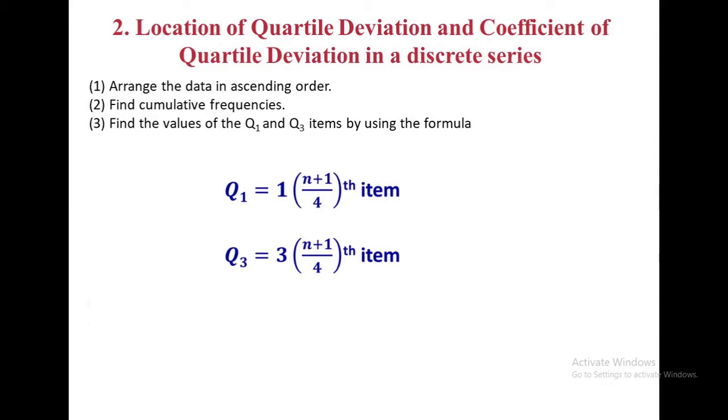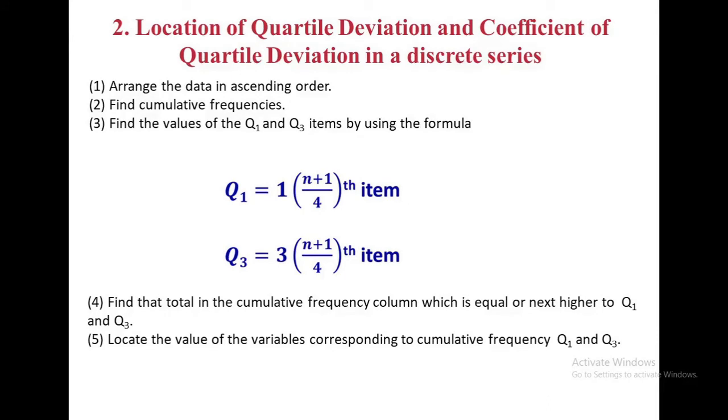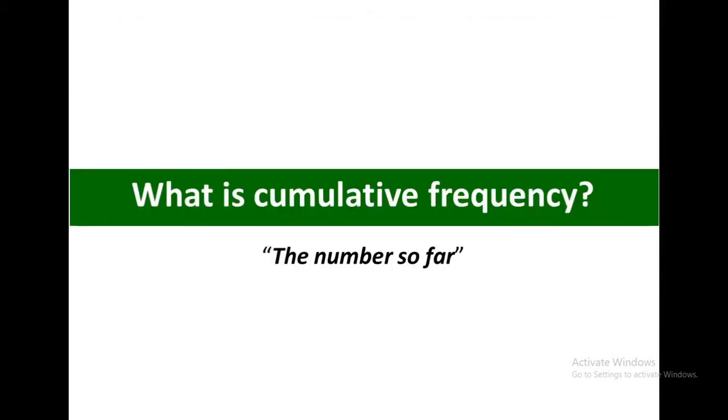Then we have to find out in the cumulative frequency column which value is equal or next higher to quartile 1 and quartile 3. Then we have to locate the values of these variables corresponding to the cumulative frequency for quartile 1 and quartile 3. Once we know the values of quartile 1 and quartile 3, we can compute the quartile deviation and coefficient of quartile deviation. I hope all of you are well versed with the concept of cumulative frequency.